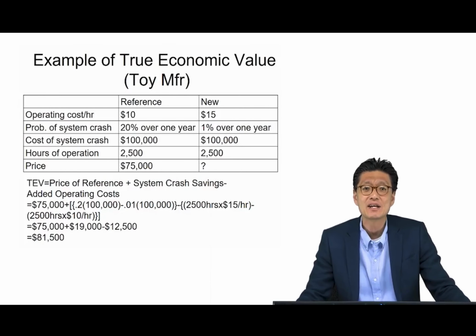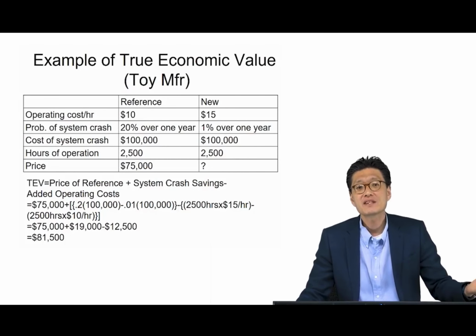So in net, you would be saving what? 19,000 minus 12,500. That's 6,500, right? So that would be the differential in value. Although you are incurring more incremental operating costs, you are saving much more in system crash savings. So in the end, the net turns out to be positive 6,500. Then you add that 6,500 to the 75,000, which gives you 81,500.